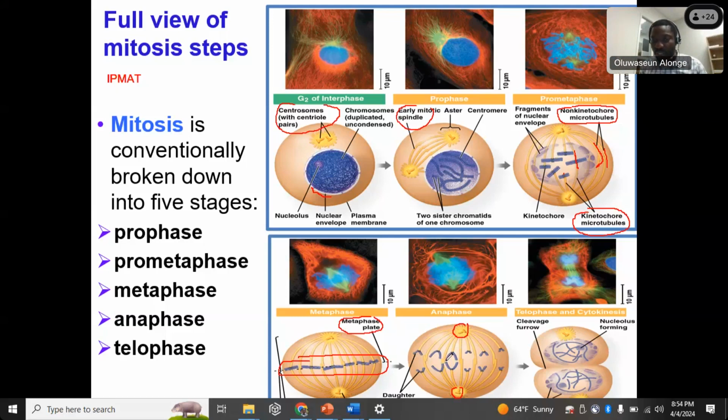Anaphase, you see, they are now separating. We call this a chromatid. Now, what is separating? It's not chromosome that is going to a different side, it's chromatid going to a different side. Don't forget, two sister chromatids make a chromosome.